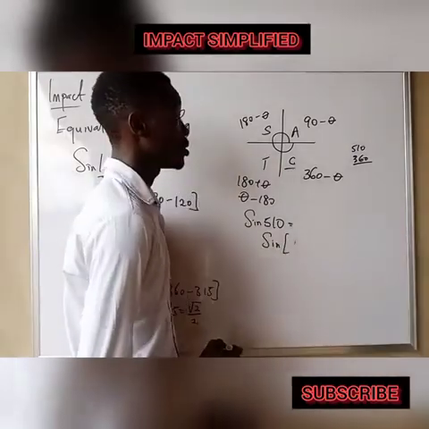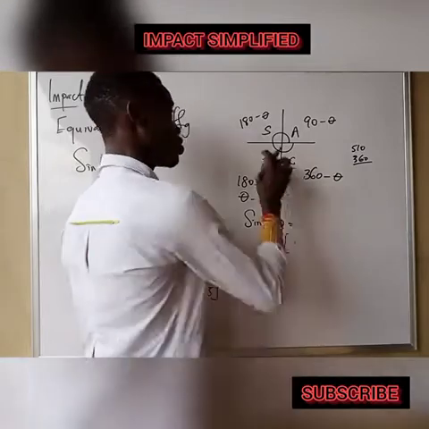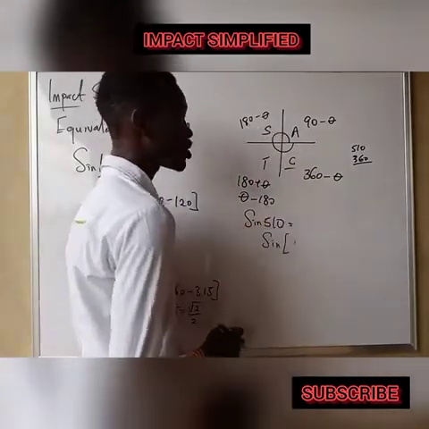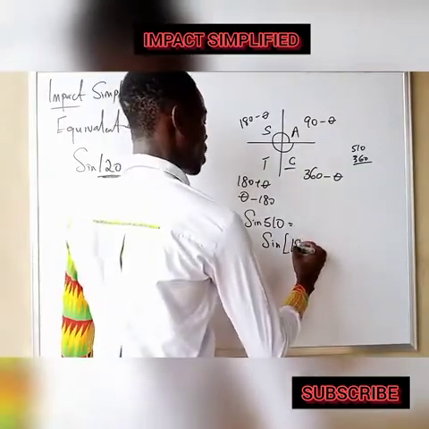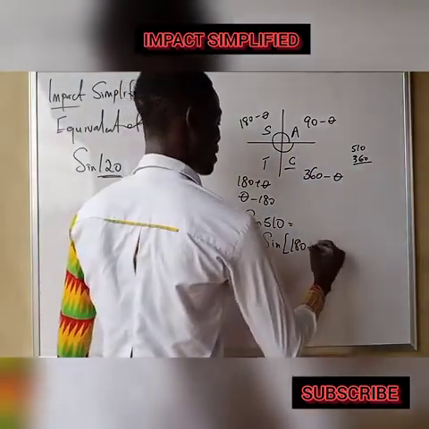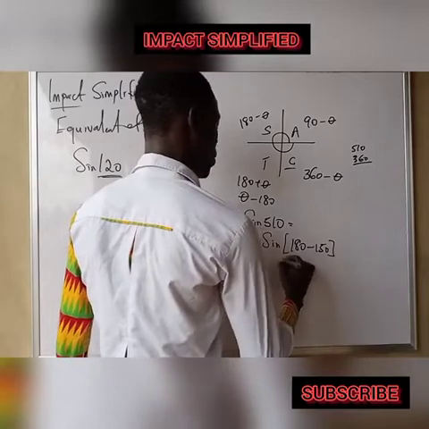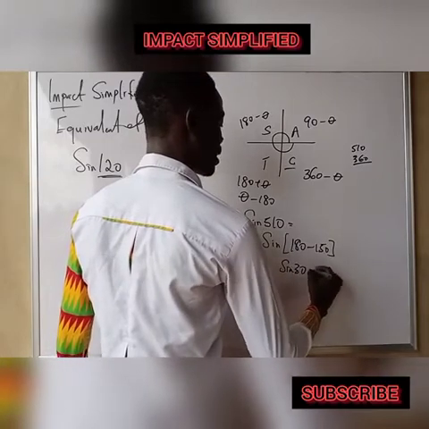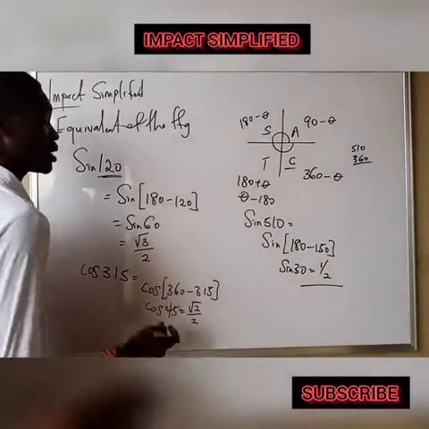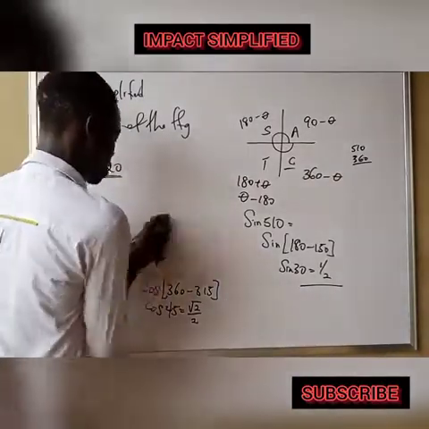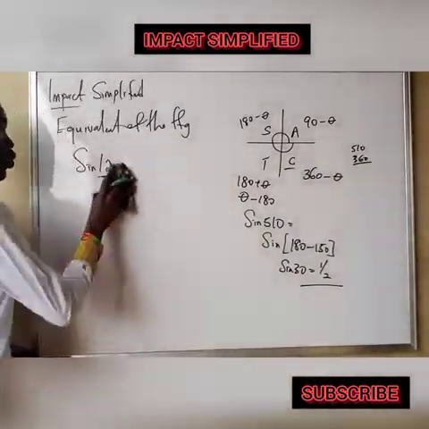So what we are left with is to trace sine 150. And where does 150 belong to? 150 belongs to the second quadrant, and that makes our sine positive. And what is the angle combination? 180 minus 150. And what do we have? Sine 30. And what is sine 30? That will give us 1 over 2.